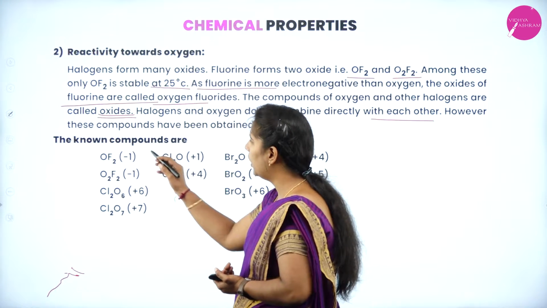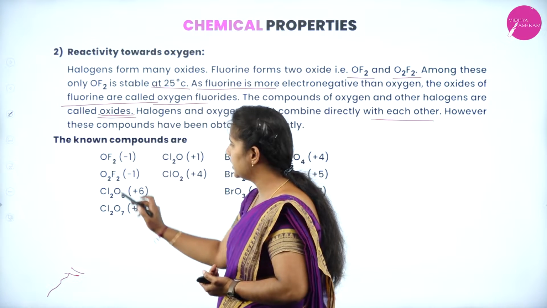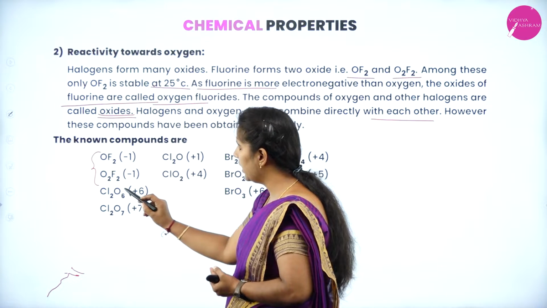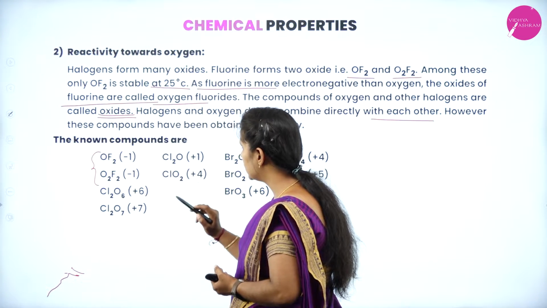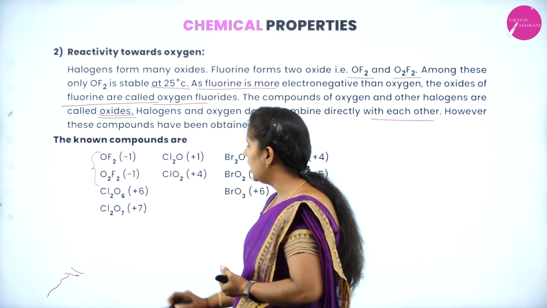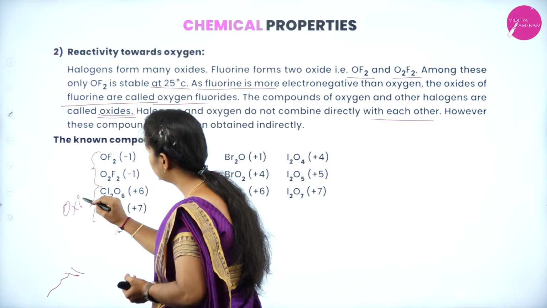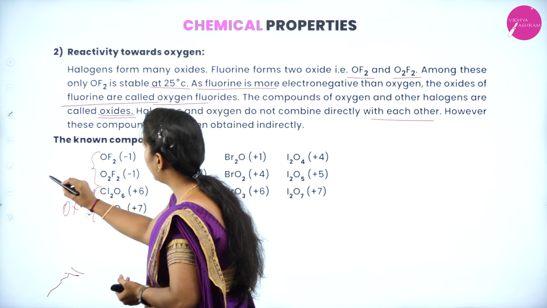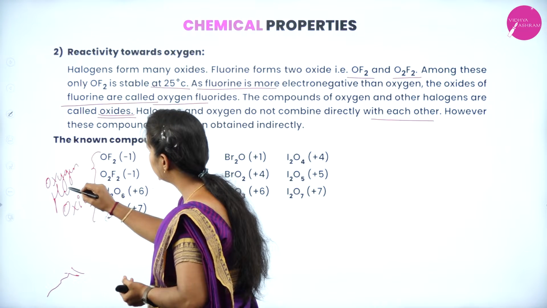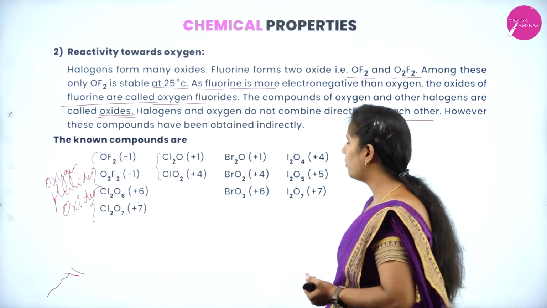You can see that among all these elements, the fluorine shows the -1 oxidation state with the oxygen. Similarly, you can see that the chlorine shows +1, +4, +6 and +7, so the oxidation state varies, and this also forms what? Oxides. This is usually known as oxygen fluorides. This is oxygen fluoride and this is known as oxide formation.